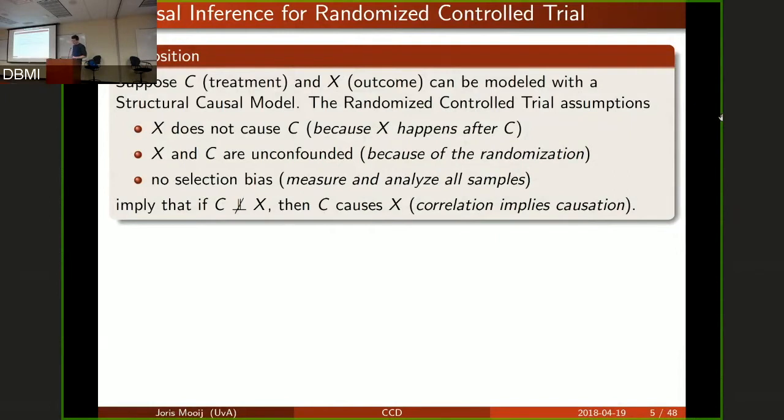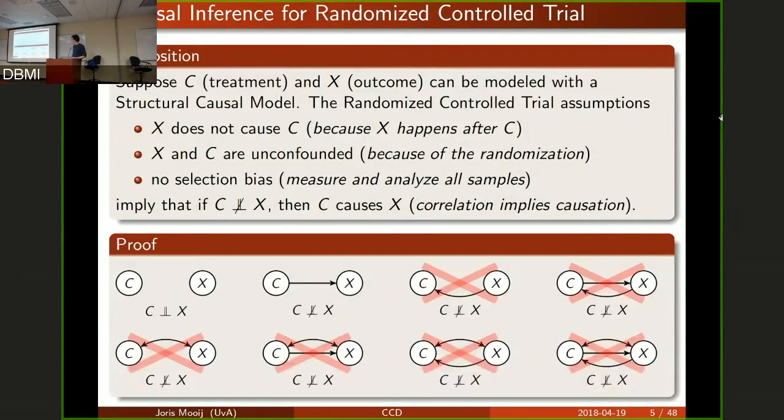And finally, we have to assume that there's no selection bias, so we should measure and analyze all the samples, basically. And under those four assumptions, if we see a dependence between treatment and outcome, then the treatment must cause the outcome.